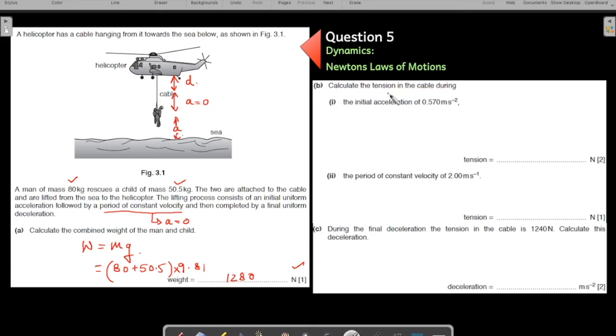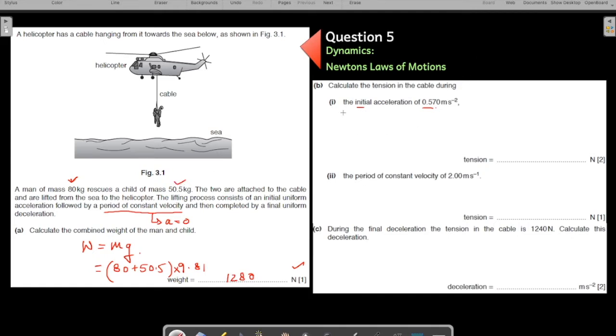Calculate the tension in the cable during the initial acceleration of 0.570 meters per second squared. So initially when there is an acceleration, at that time you have to find the tension in the cable. Let me erase this information, not required now that we have understood. So if you are given the initial acceleration, you're also given the total mass. You can find out the resultant force.